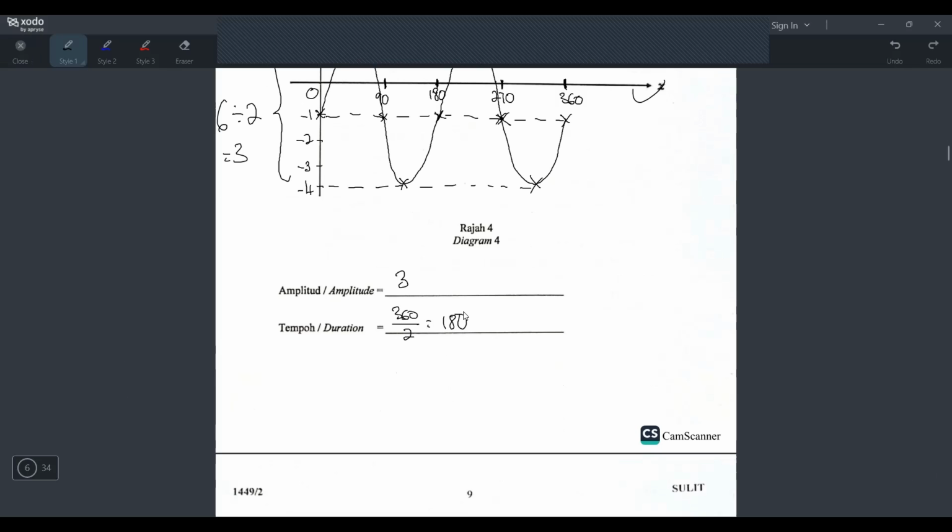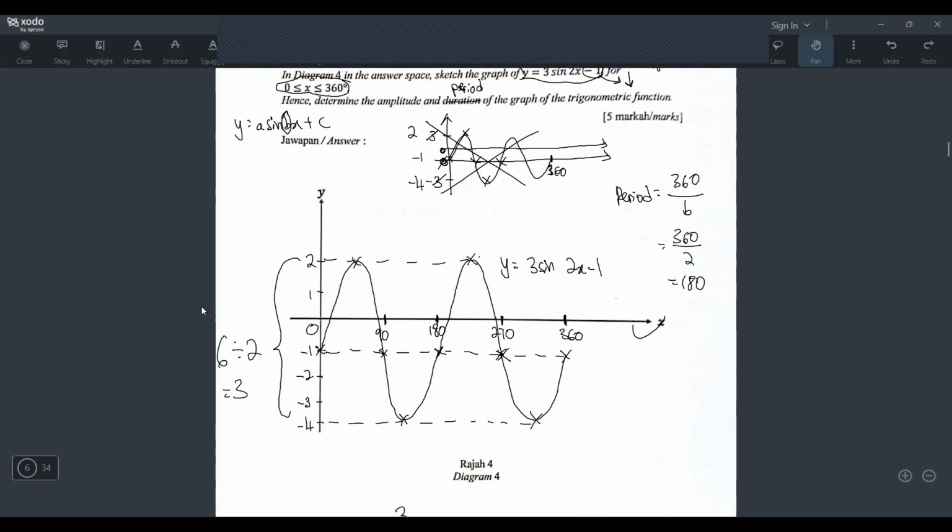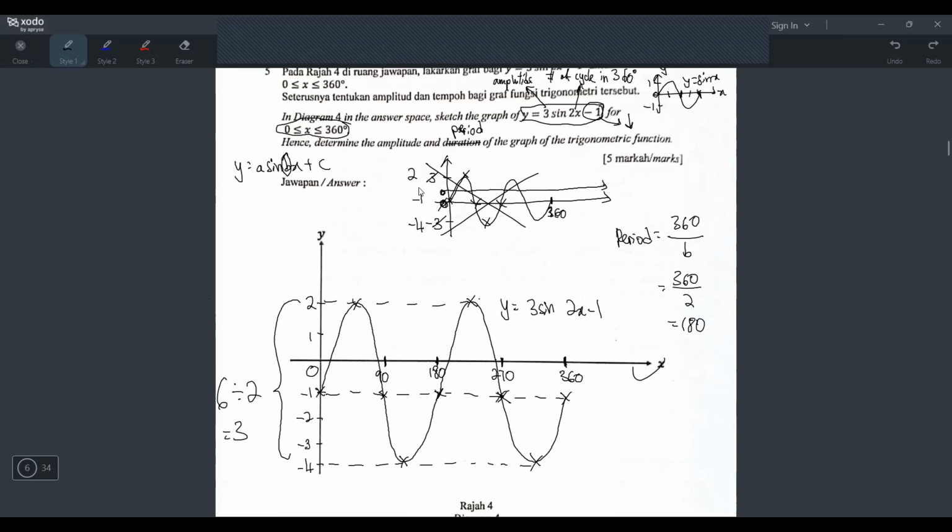Okay, let me explain what period means. Period means how many degrees until one cycle is completed. That's what it means. So what is period? The duration or the time taken to complete one cycle. That's period. So if you look at this, where does one cycle complete? Here, right? And the time taken is 180 degrees. That's why the period is 180 degrees.